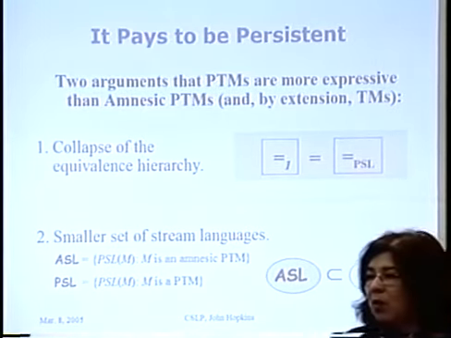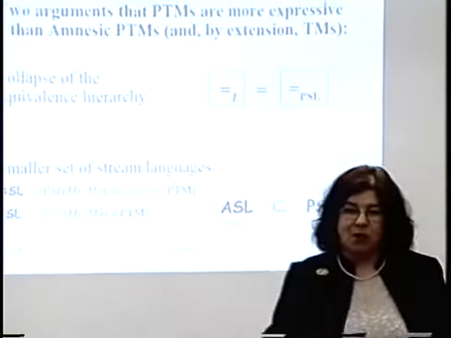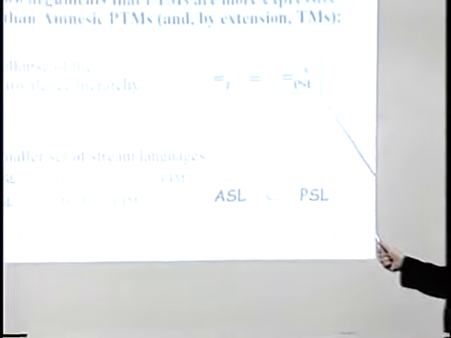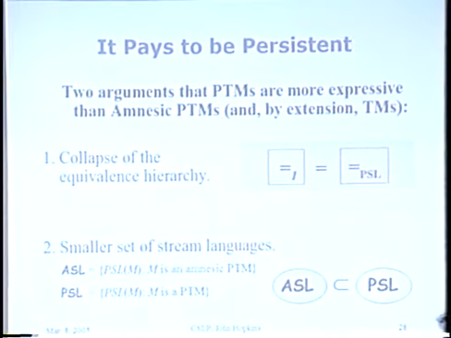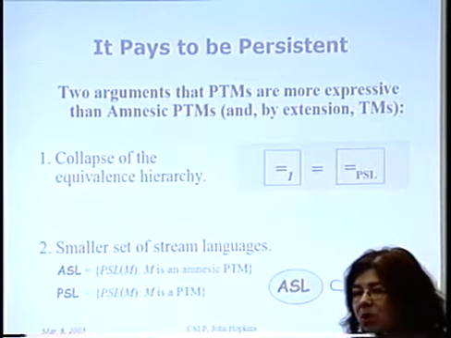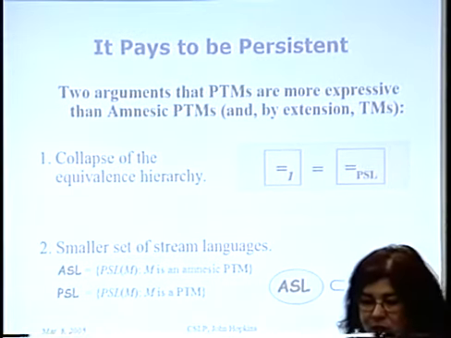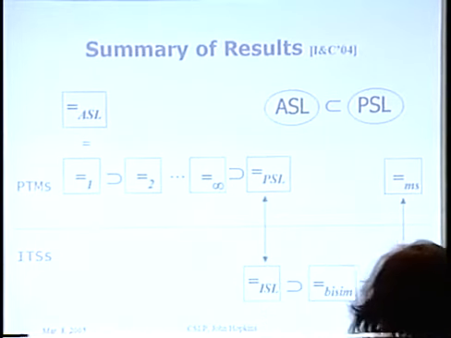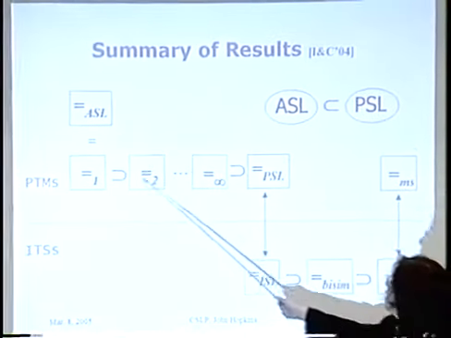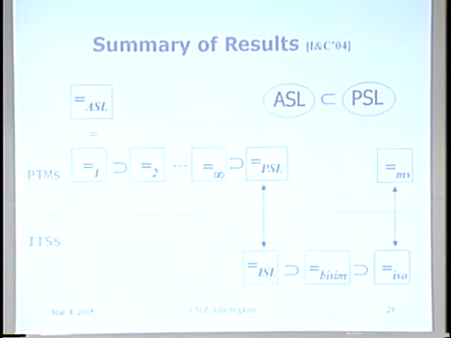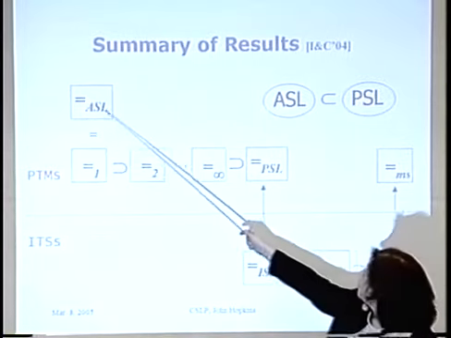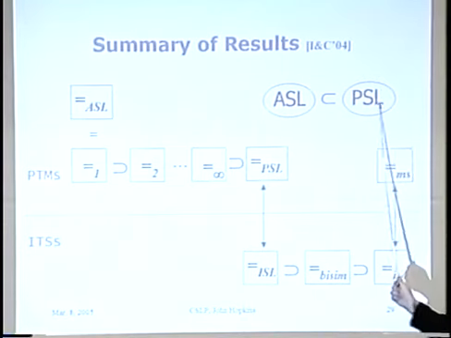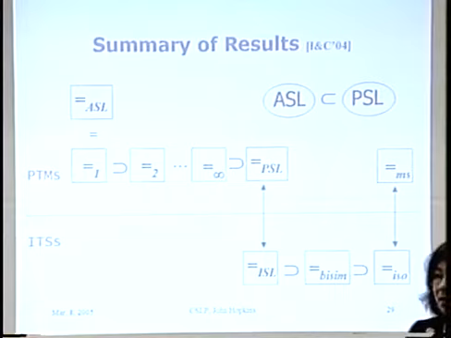So, given that you accept our notion of expressiveness in terms of equivalence, okay, it is clear that amnesic PTMs are less expressive than the general case, and yet they are at least as expressive as Turing machines because they represent a sequence of Turing machine computations. Okay? So we summarize everything we've shown up to now. The equivalence hierarchy of the three equivalences of systems. This is the equivalence for amnesic stream languages. And these are the two classes. Any questions?